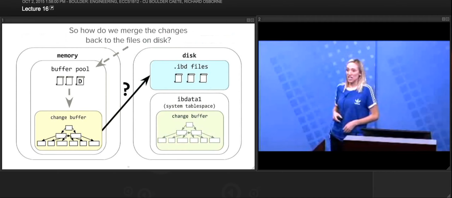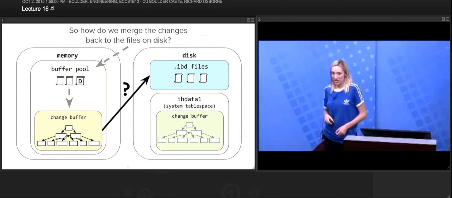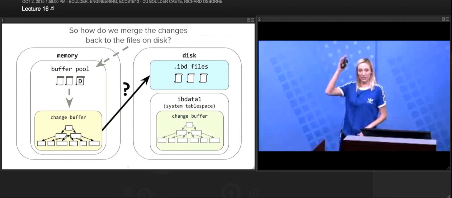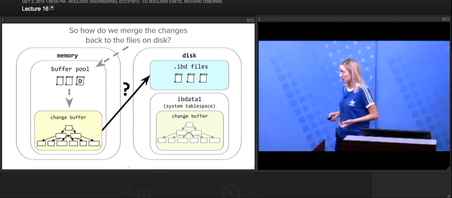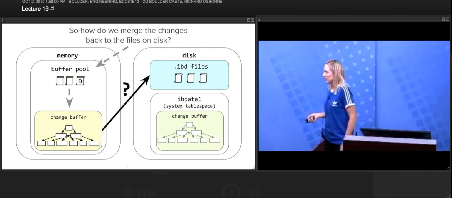So a change is recorded in the change buffer. It says, make this change to this index page. Make this change to this index page. Make this change to this index page. And that change buffer fills up with records of changes that need to be made. So how do we merge these changes back on disk?